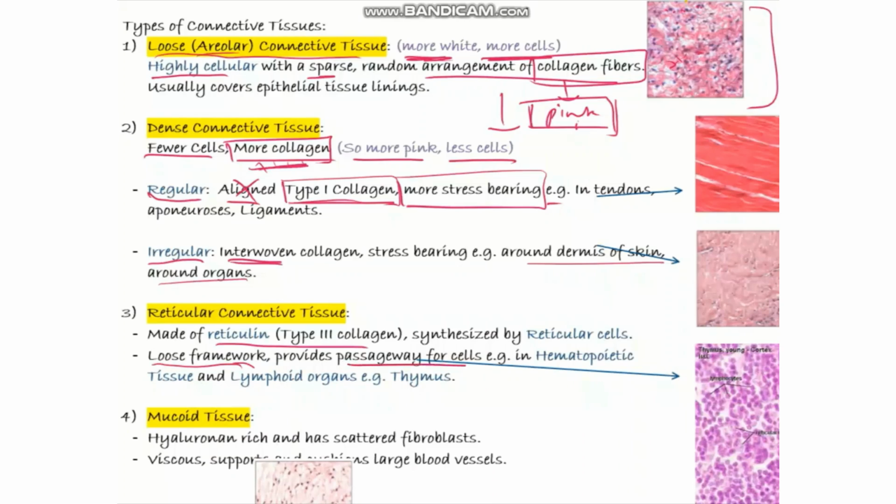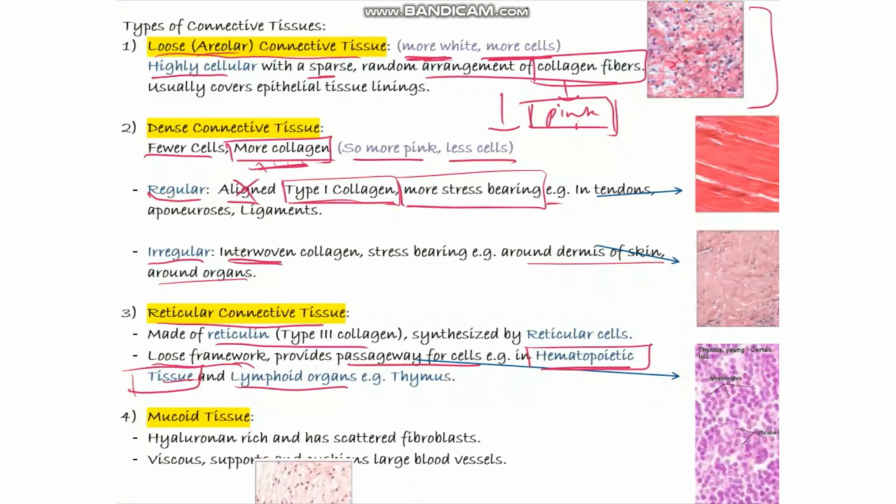So, for example, passageway for cells. For example, in the hematopoietic tissue, hematopoietic would be the leukocyte-producing tissue inside the bone marrow, in which the hematopoiesis is going on. We will study, there's a separate chapter on this, so you will study about the reticular connective tissue presence in this example here, and in the lymphoid organs as well.